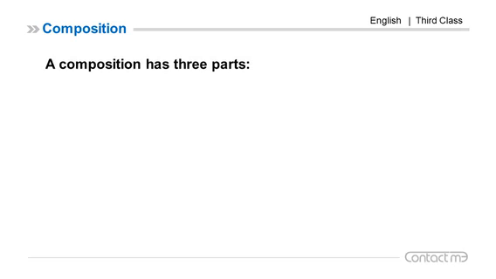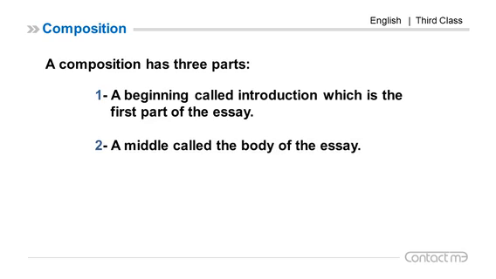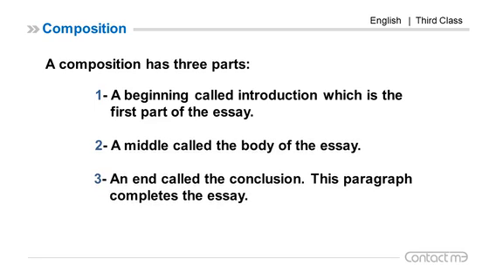A composition has three parts. Part number one, a beginning called introduction, which is the first part of the essay. Number two, a middle called the body of the essay, which is most important. Number three, an end called the conclusion. This paragraph completes the essay. We are going to discuss these three parts one after another.